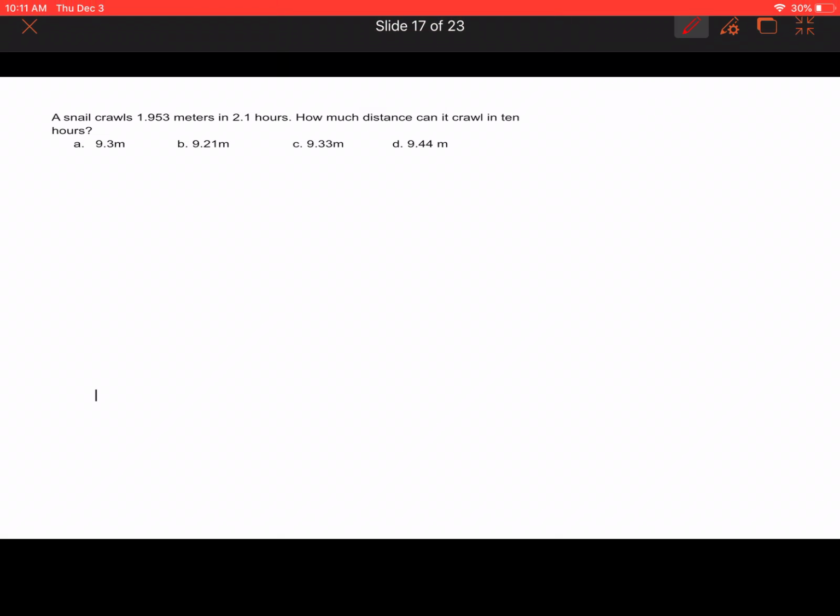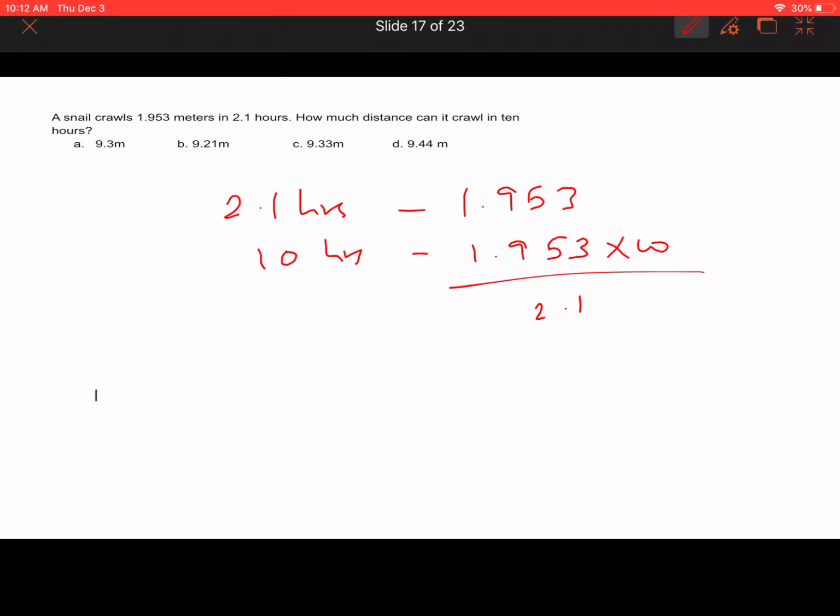A snail crawls 1.953 meters in 2.1 hours. How much distance can it crawl in 10 hours? I think it's a very simple problem. This may appear in the A part. So in 2.1 hours, the snail covers the distance 1.953. So in 10 hours, how much distance can it crawl? It is 1.953 times 10 hours divided by 2.1. So the answer is going to be 9.3 meters. Okay, the answer is A. It's a very simple problem.